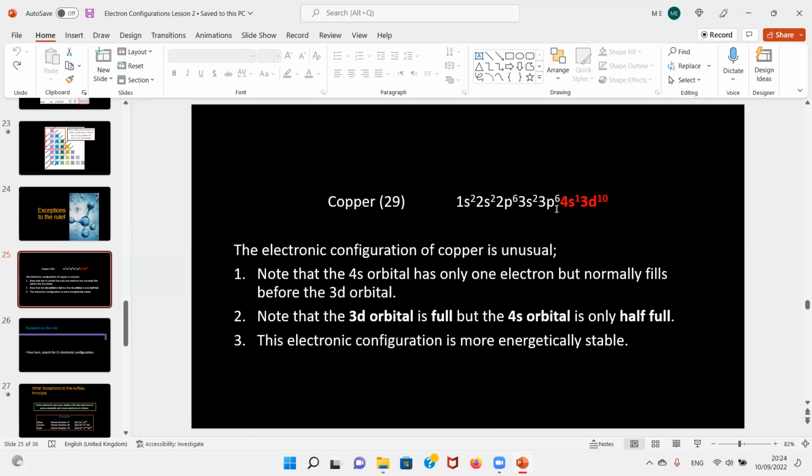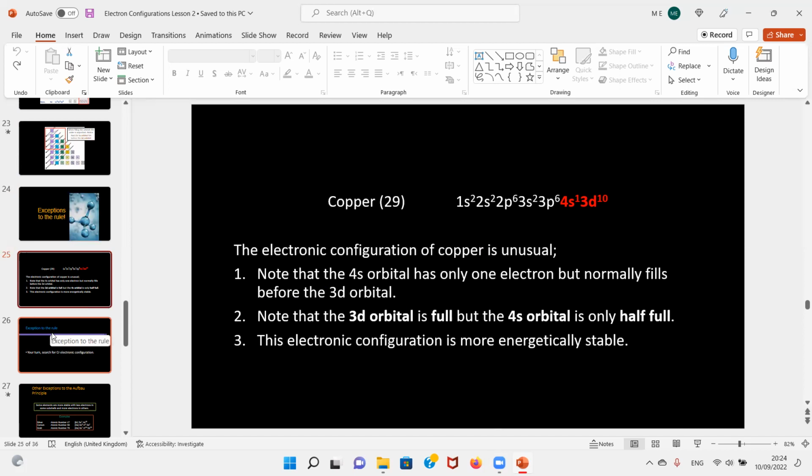And the reason is that this orbital is half filled and this orbital is full, because this gives this element further stability, or higher stability, compared to putting 2 electrons in the s orbital and 9 electrons in the d orbital. So energetically, this configuration is more favorable for this element.